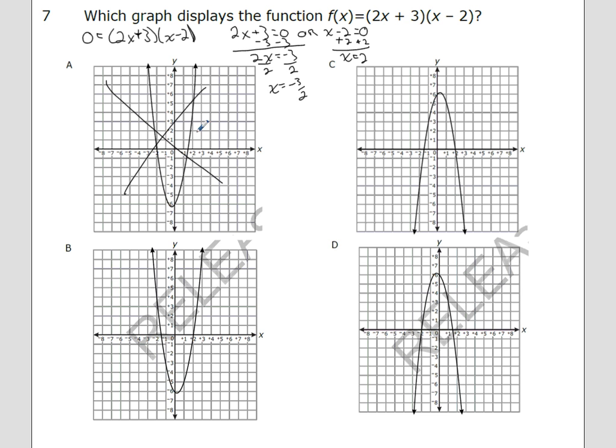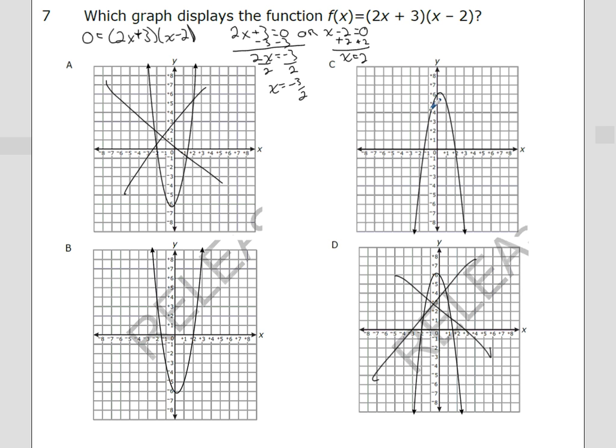So this one, my 0 is at 2. So it's not going to be this one. And this one, the 0 right here is x equals negative 3 halves. And this one is at 2. So that one may be the answer. I don't know if it is or not yet. Let me look at my other ones. This one down here, same deal. We have a 0 at negative 3 halves and a 0 at 2. So it's either C or B right so far. D, this is a 0 at negative 2. So that one's not going to be it either.